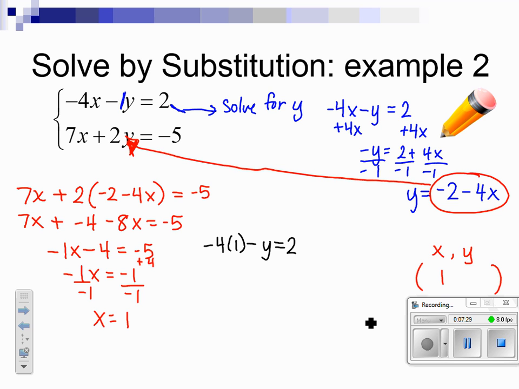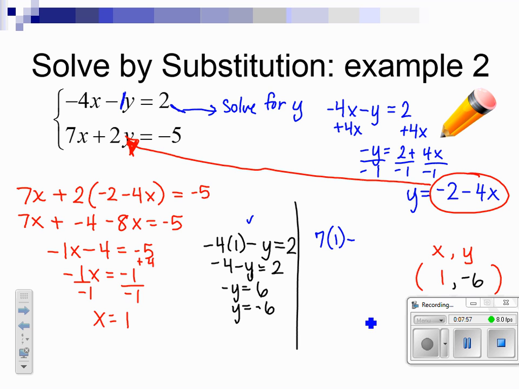Solve for y. Negative 4 minus y equals 2. Add 4 to both sides. I get negative y equals 6. Divide by negative 1, and I get y equals negative 6. So there's my solution, hopefully. But because we're not sure, we're going to check it in the bottom equation as well and make sure that when I plug in x and y, it works for both. We know it works for the top one, so that's fine. Now we're going to do the bottom.